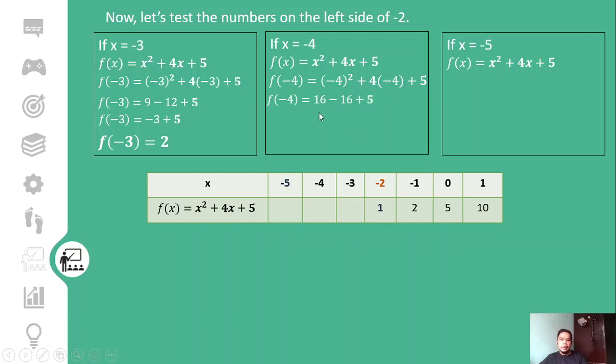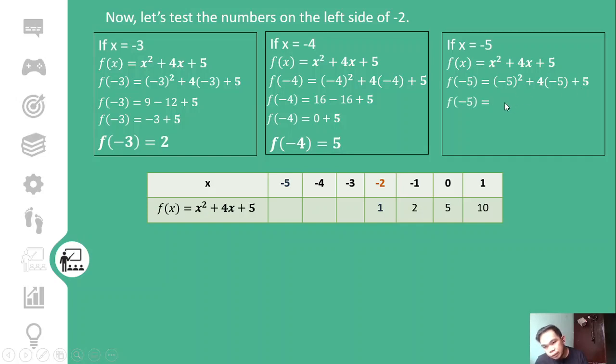Then plus 5. 16 minus 16 is equal to 0. Then bring down 5. 0 plus 5 is equal to positive 5. So f of negative 4 in x squared plus 4x plus 5 is positive 5. Okay. Now let's test x equals negative 5. So same process, lahat ng x papalitan natin ng negative 5. So we have negative 5 raised to 2 plus 4 times negative 5 plus 5.